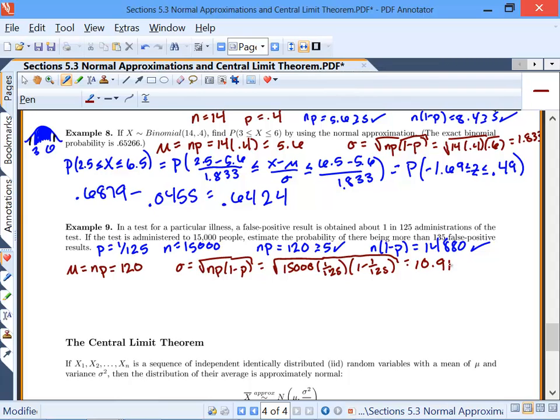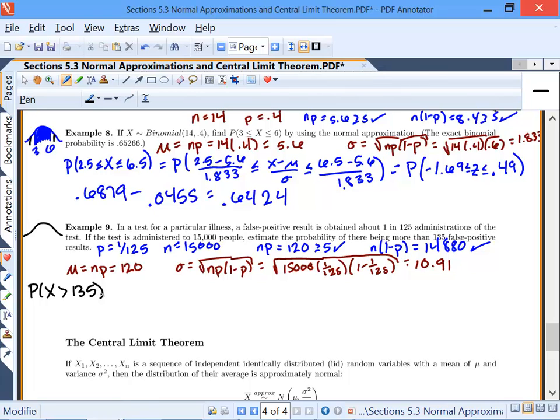$10.91. Anyone correct me if you get anything different? And at this point, now we just use the normal distribution like we learned yesterday. So to start with, I'm looking for the probability that x is greater than 135. So we're looking for the probability that x was greater than 135.